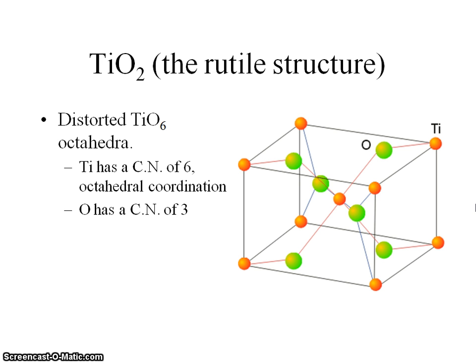Now titanium oxide, the rutile structure, has distorted TiO6 octahedra. Titanium has a coordination number of 6, octahedral coordination. Oxygen has a coordination number of 3.